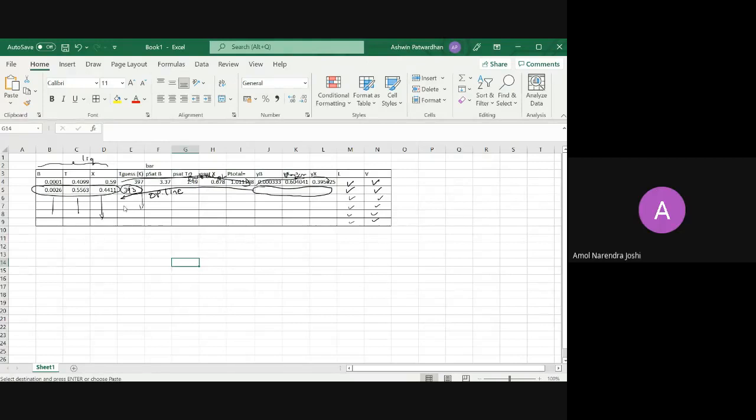Okay, now that you've got one set of formulae, you just have to copy paste the formula. It should take about 28 seconds. 1, 2, 3, 4, 5 calculations. So it should take less than 30 seconds.